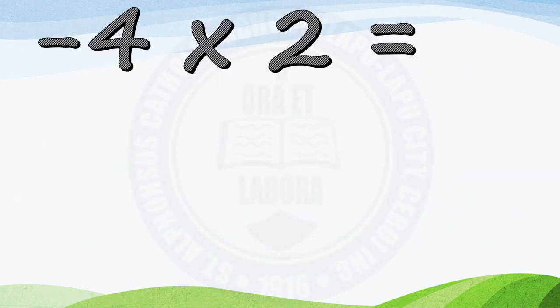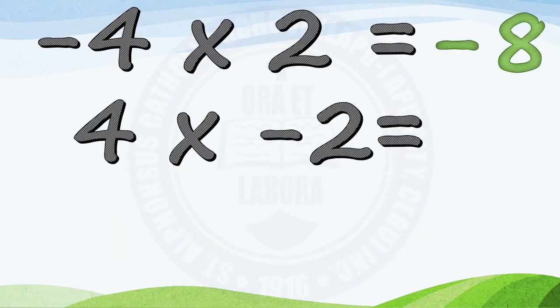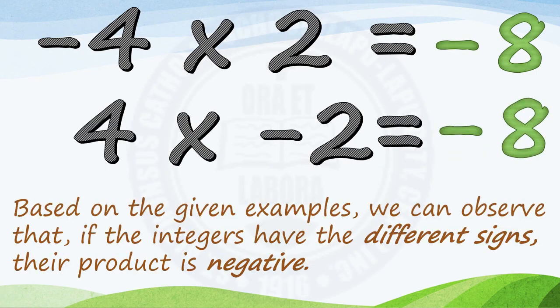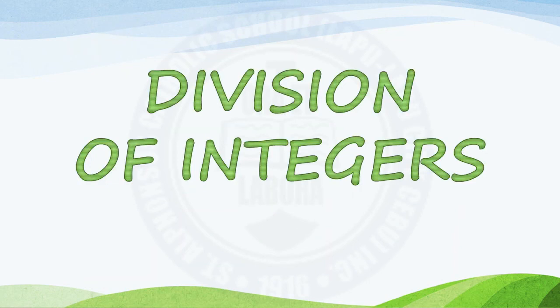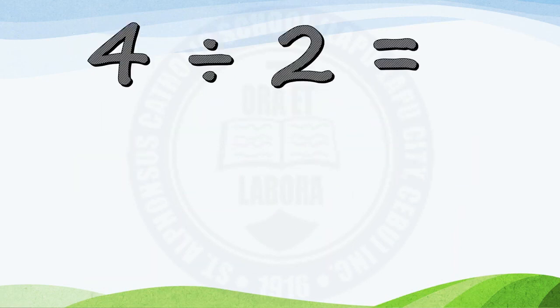Negative 4 times 2 is equal to negative 8. 4 times negative 2 is equal to negative 8. Based on the given examples, we can observe that if the integers have different signs, their product is negative. Let's go on to division of integers.